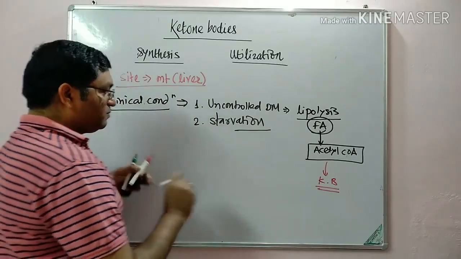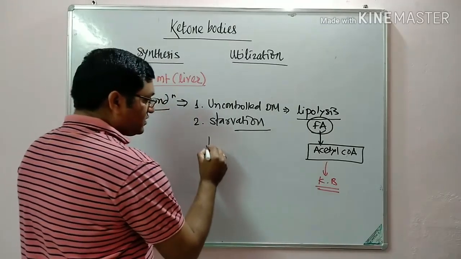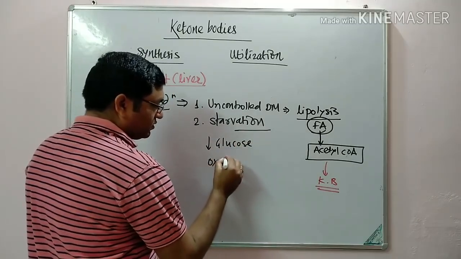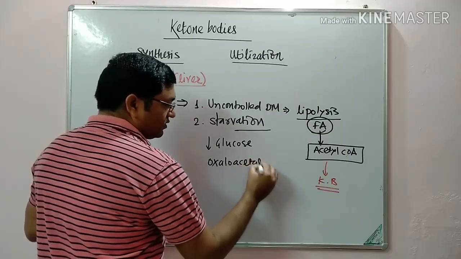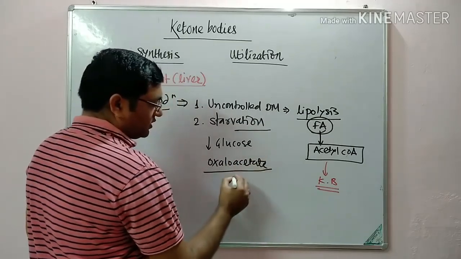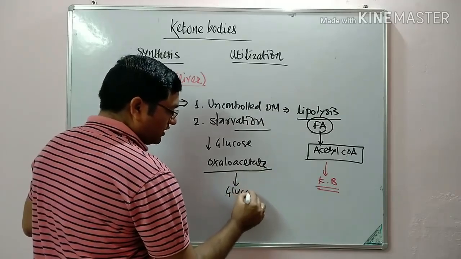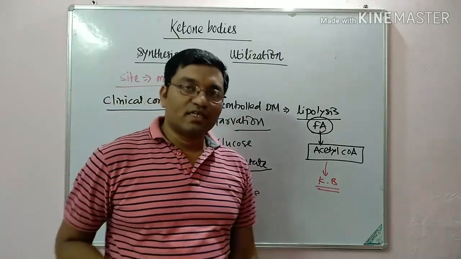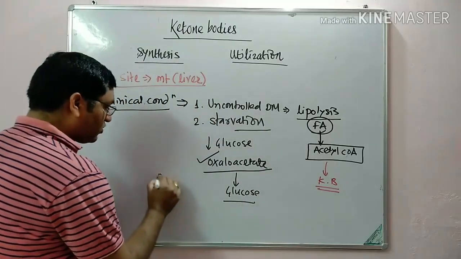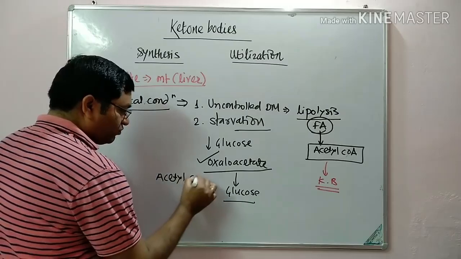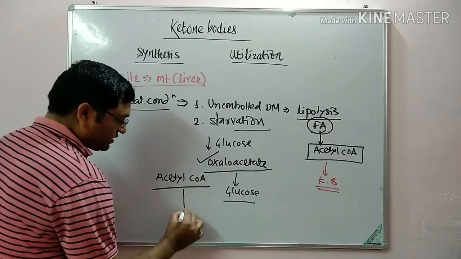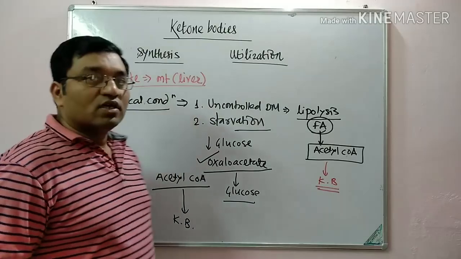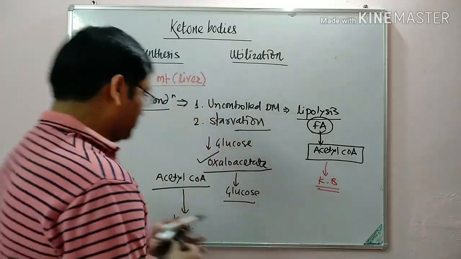While in starvation, there is decreased glucose. The oxaloacetate is diverted for the synthesis of glucose. So there is a deficiency of oxaloacetate, and fatty acids are used as an energy source. So there is increased production of acetyl coenzyme A, which leads to the diversion of acetyl coenzyme A for ketone body synthesis. So these are the two important conditions in which ketone body synthesis occurs.